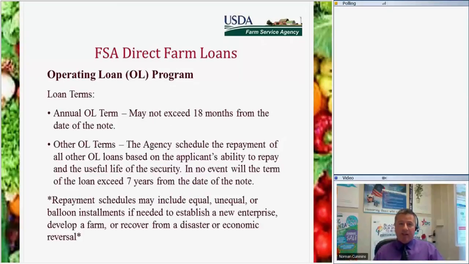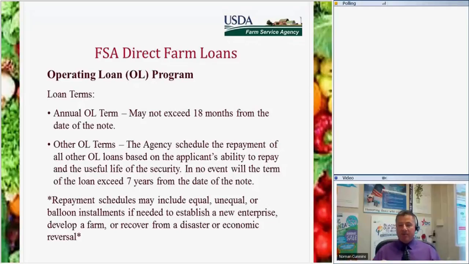So again, as far as the loan terms, they can't exceed 18 months from the date of the note. So if you do an annual loan, we can make it up to 18 months. Usually it's a year that we do that. Other terms would be 7 years, 5 years, 6 years, whatever works. The repayments may include equal, unequal, or balloon installments.